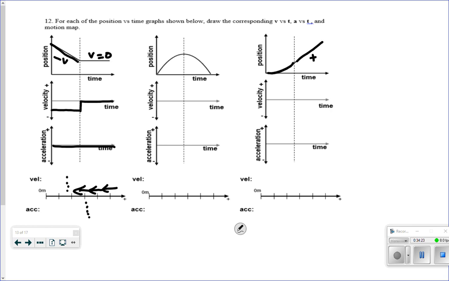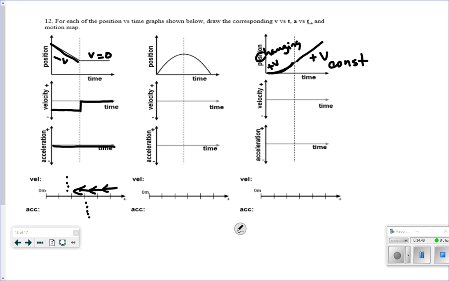So I have a positive velocity because it's a positive slope, but I have a constant positive velocity. Here I have a positive velocity, but I have a changing velocity. It's actually getting more vertical. It's getting steeper, and so therefore I'm getting faster.